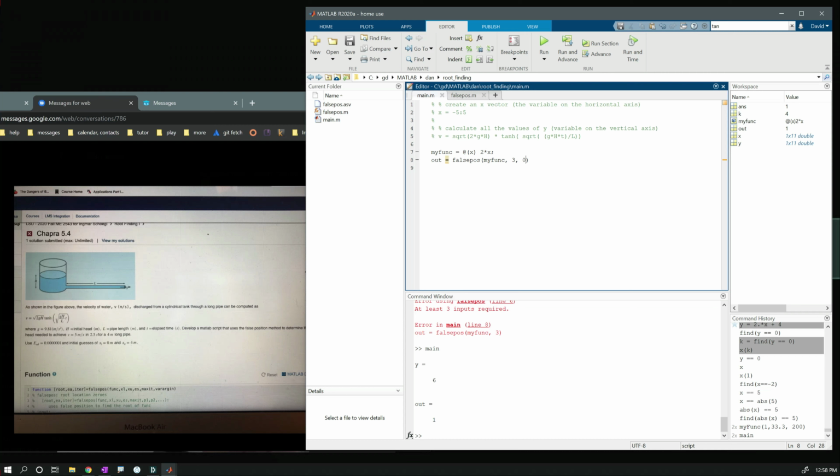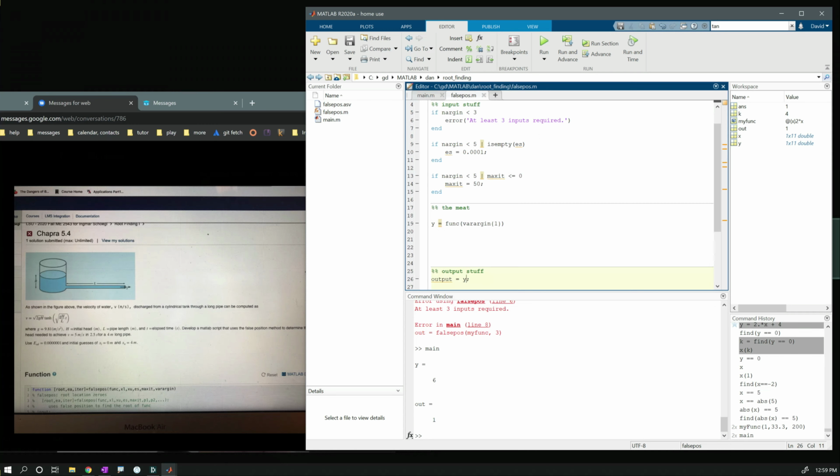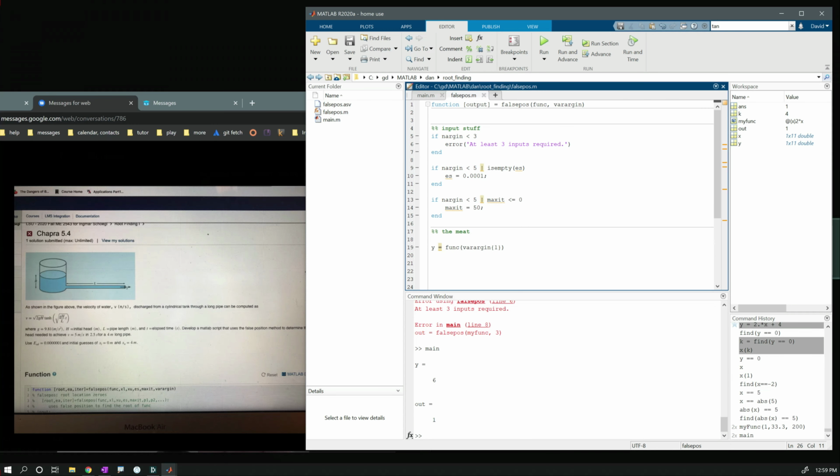So when I run this main script, its workspace is the base workspace. That's the memory that it uses. When I call a function, this function right here only sees what I give it, or anything that I calculate inside of it, or anything that loads inside of it. All right? Okay. Cool.